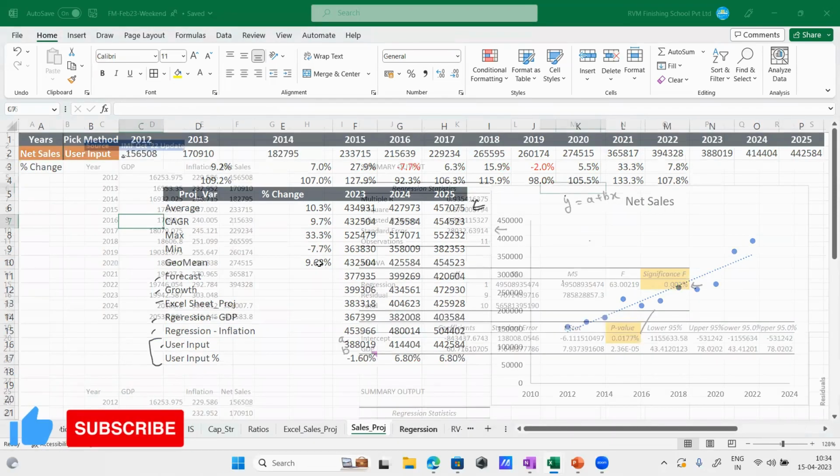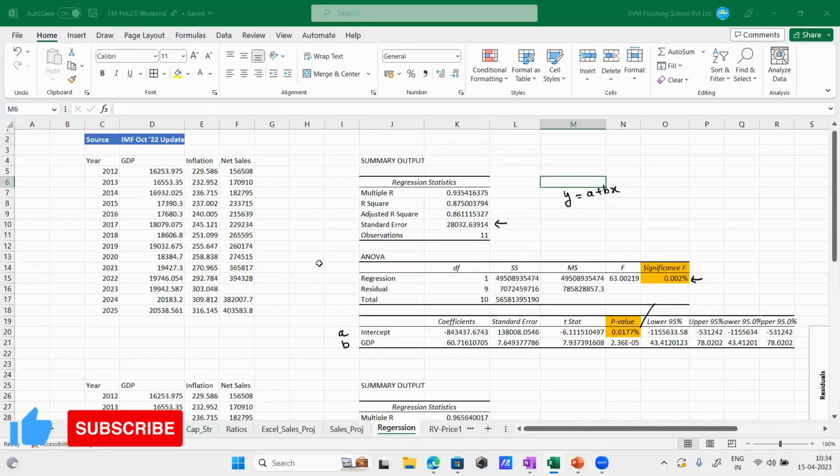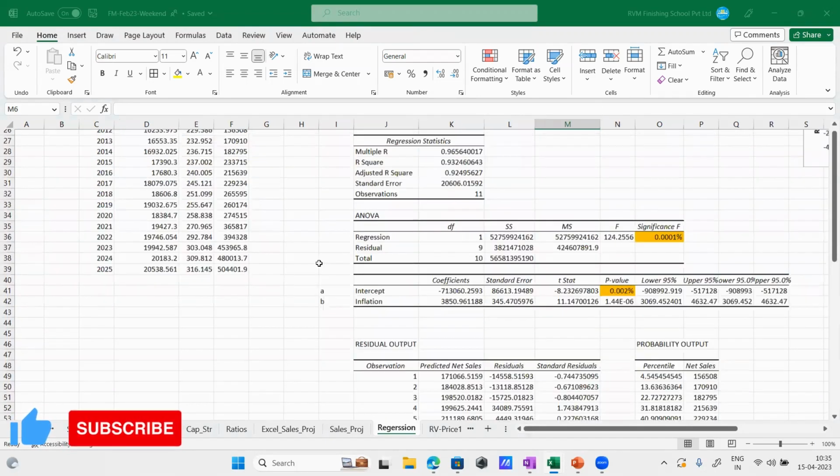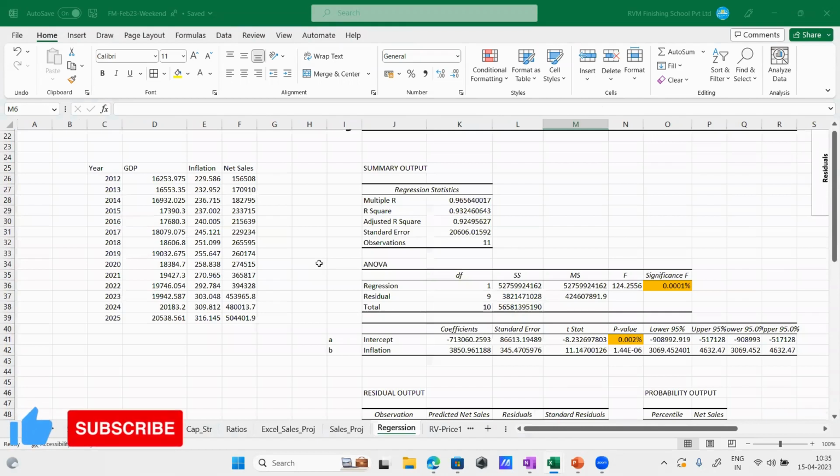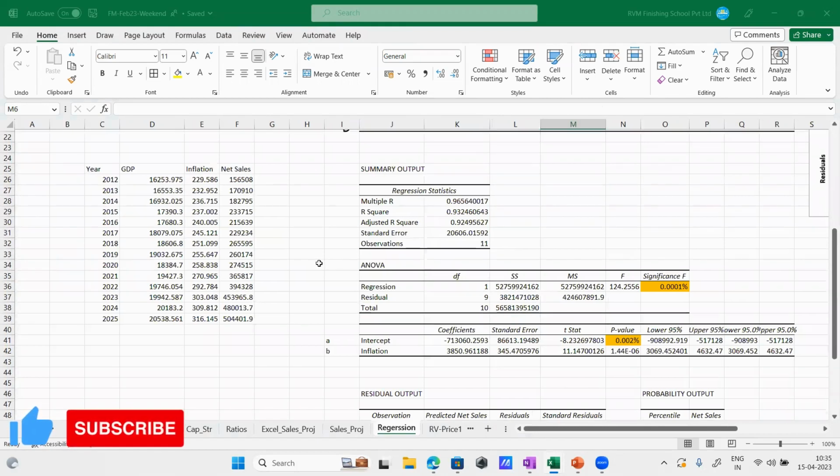Then we'll also be moving into the regression analysis. In other terms, this is the impact of inflation and GDP on the sales part. So how my sales is related to inflation and GDP, and we'll do this entire regression analysis. The data that you see here is from the IMF. So we'll be looking at a lot of global databases while we're working.